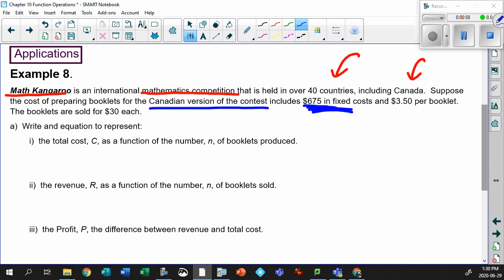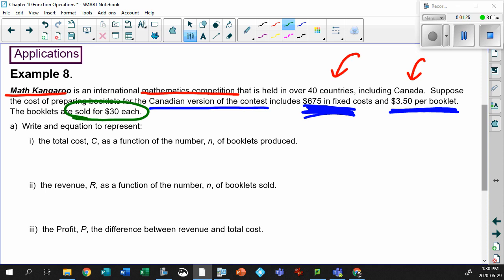So you're looking at $675 in fixed costs, and then the printing costs on top of that, which is $3.50 per booklet. Holy smokes, that's expensive, right? And then finally, you're going to turn around and sell these booklets for $30 each. So look how this suddenly becomes an addition, subtraction kind of combination of functions. Well, let's do what the question asks us.